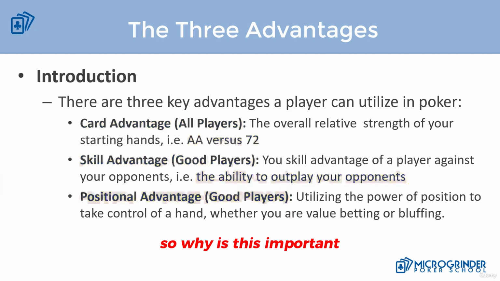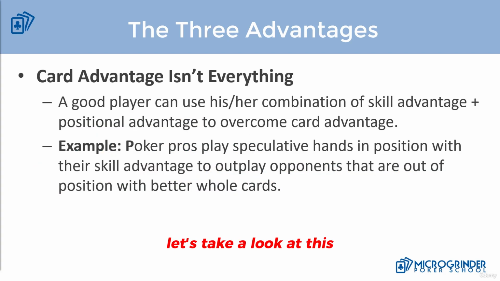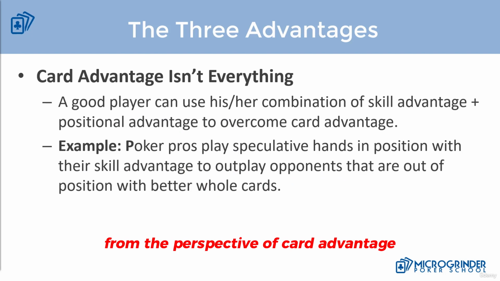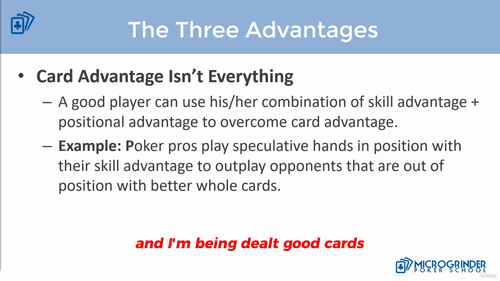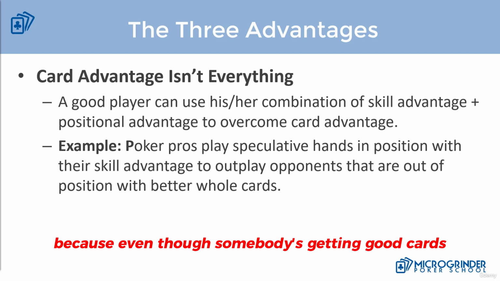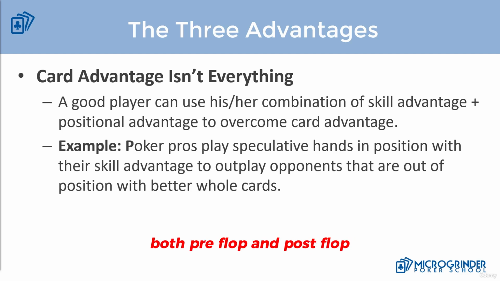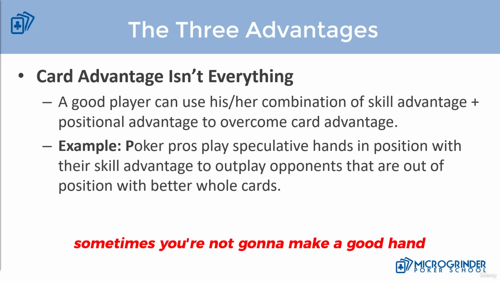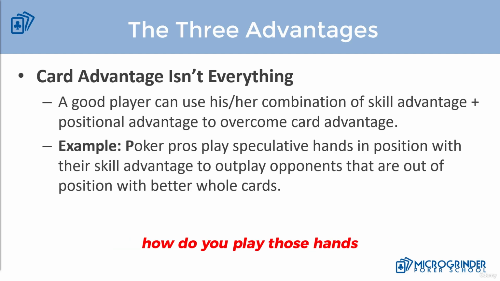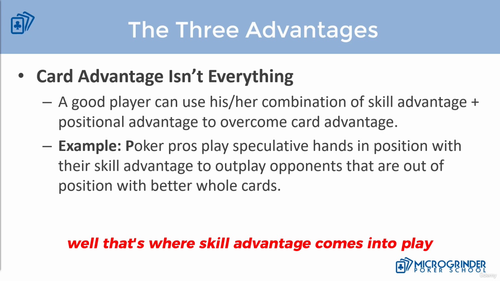So why is this important? Well, let's take a look at this from the perspective of card advantage. So let's say that I'm a brand new poker player. I sit down at the table and I'm being dealt good cards. Let's say that I'm being dealt hands like king queen, pocket tens, ace jack, and so forth. Good hands, right? Well, card advantage isn't everything. Because even though somebody's getting good cards, you have to know how to play them both pre-flop and post-flop, because you're not always going to make a good hand. Sometimes you're not going to make a good hand, and so when you're not making a good hand, how do you play those hands? Well, that's where skill advantage comes into play.